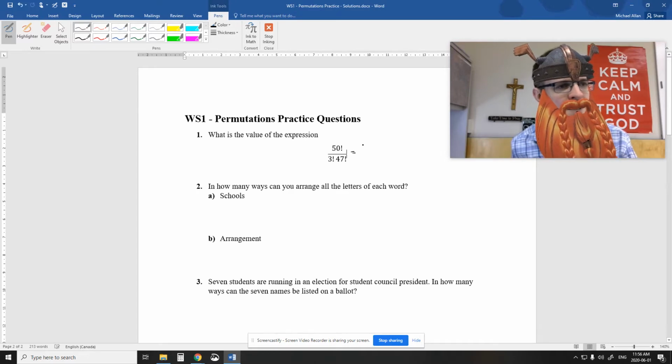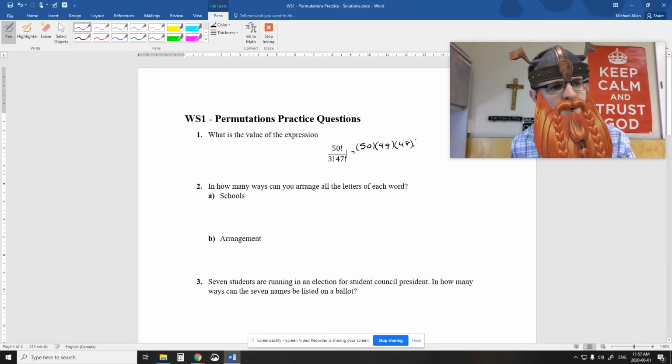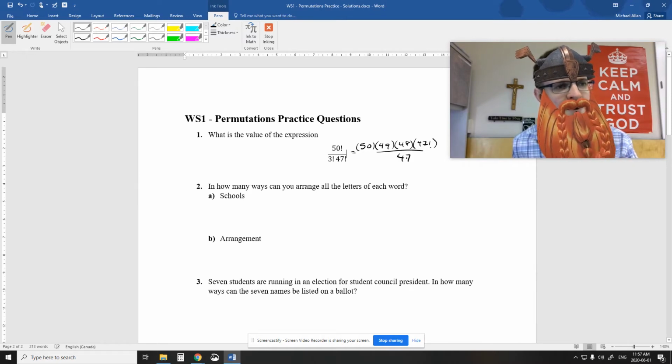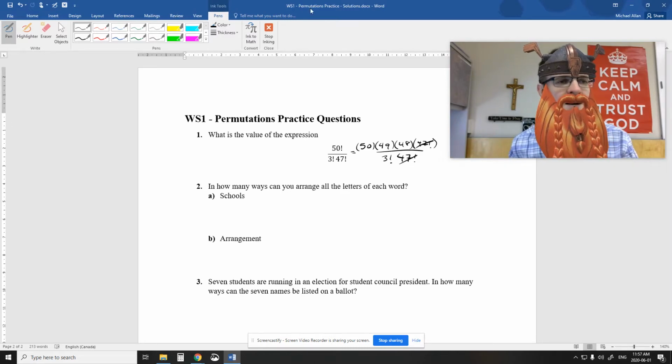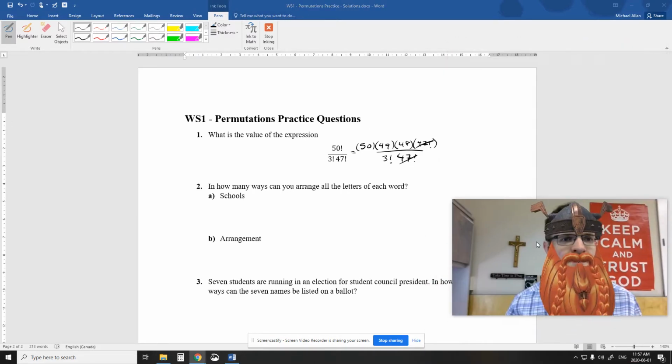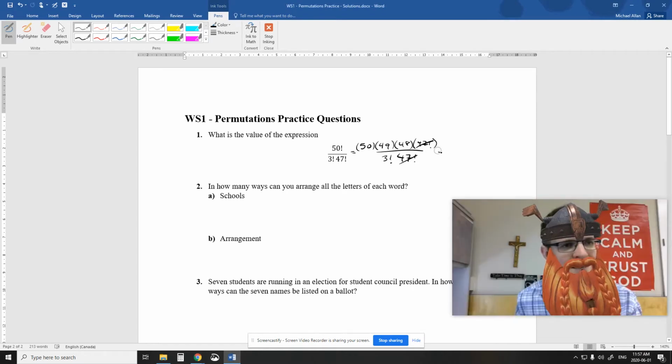Well, I would expand out the bigger of the factorials. So let's expand out that 51, 50, 49. If I couldn't use the factorial button, this is what I would do. Keep on reducing down by 1 each time. I'm going to stop at 47 factorial because 47 factorial is also on the denominator. So that reduces out, and then you can just plug this into your calculator. 3 factorial is technically 6, so there's a 6 on the bottom.